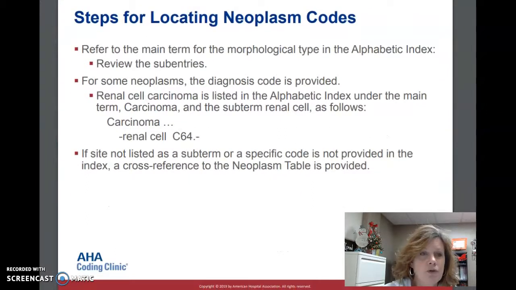Okay, so how do we look for a neoplasm code? First of all, we always start in the alpha index, and you look at the morphology type. So if I have renal cell carcinoma, it's listed in the alpha index under the main term carcinoma, and then the subterm renal cell. That's a piece of cake. So that is C64, and then we have to look in our tabular to get more information.